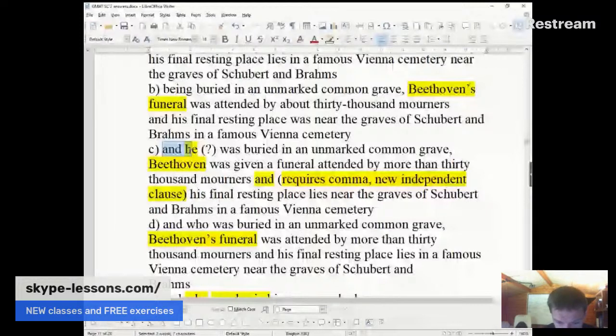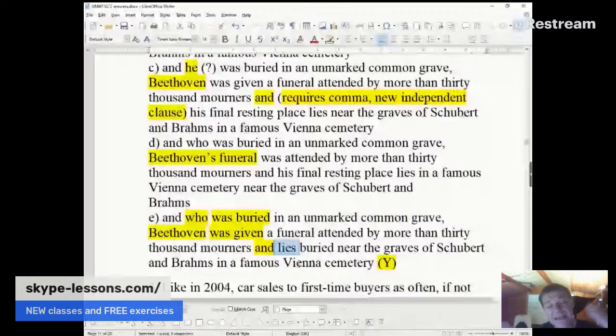Now let's have a look at E, which is, of course, the correct answer. And we've got and who was buried, which sounds a bit better than being buried, and who was buried in an unmarked common grave. Beethoven was given. Notice we've got a parallel structure with was buried, was given. That's nice. Past simple in the passive, and it's repeated. A funeral attended by more than 30,000 mourners and lies buried. Here we don't have an independent clause after the and. The subject is missing. We had his final resting place as a subject, lies near. But here we've got no subject, so you don't need a comma. And lies buried near the graves of Schubert and Brahms in a famous Vienna cemetery. Okay, so that should be clear now why E is the correct answer.